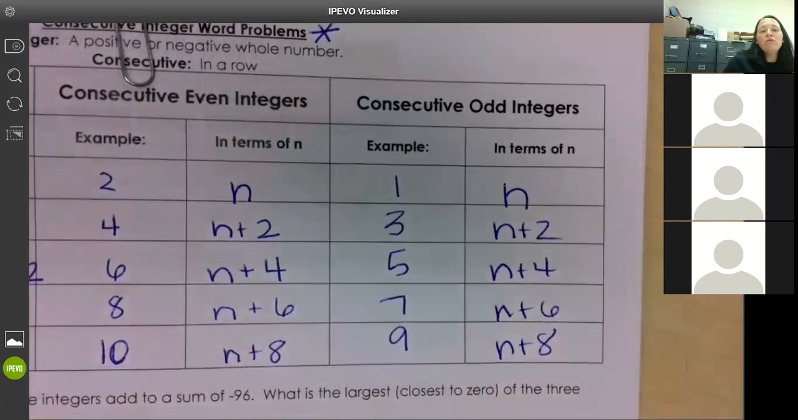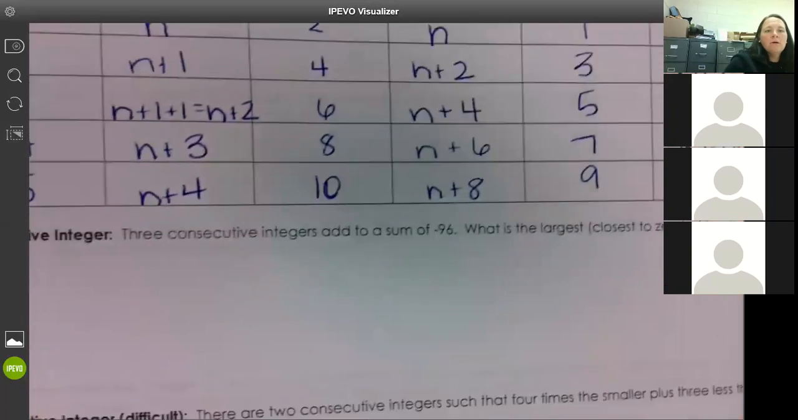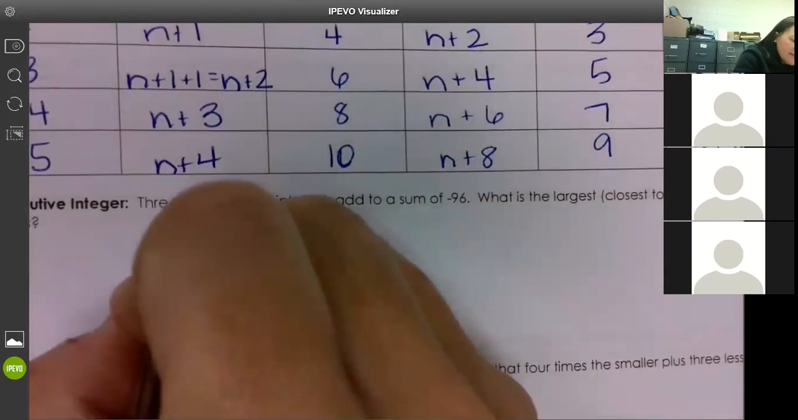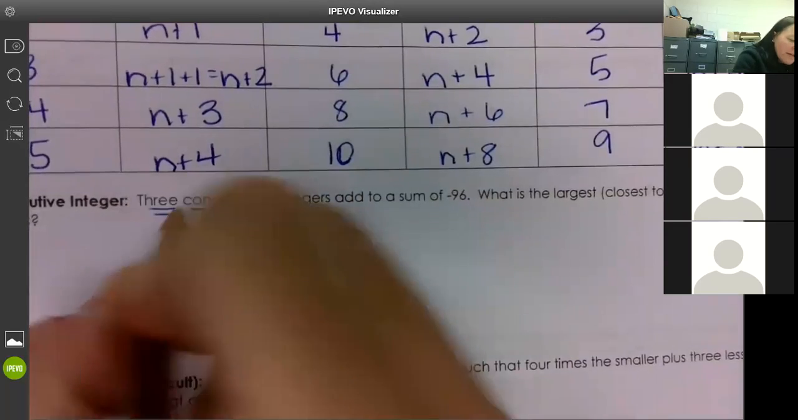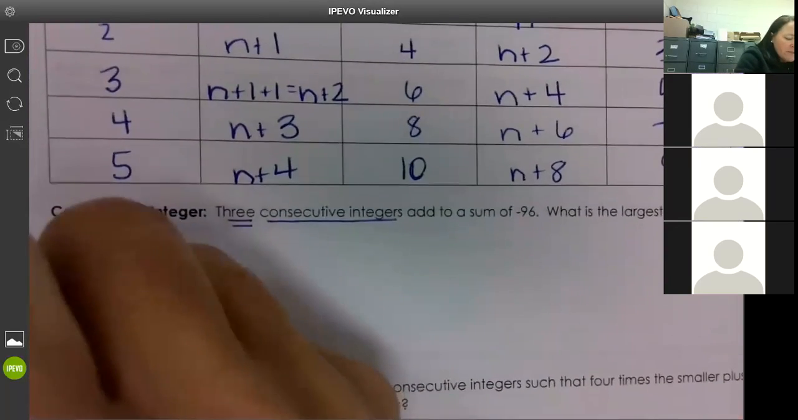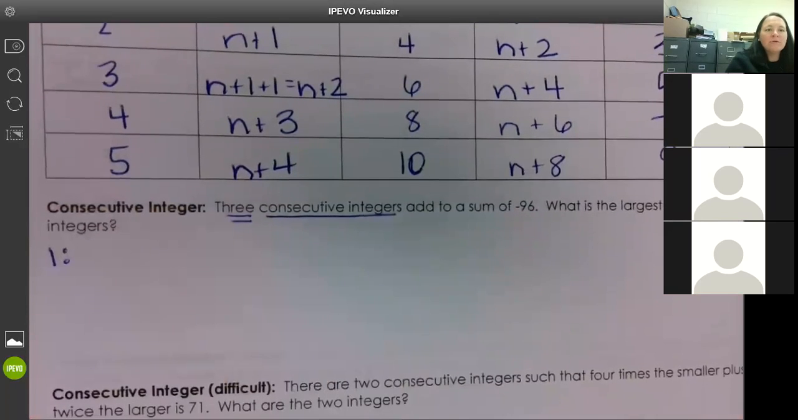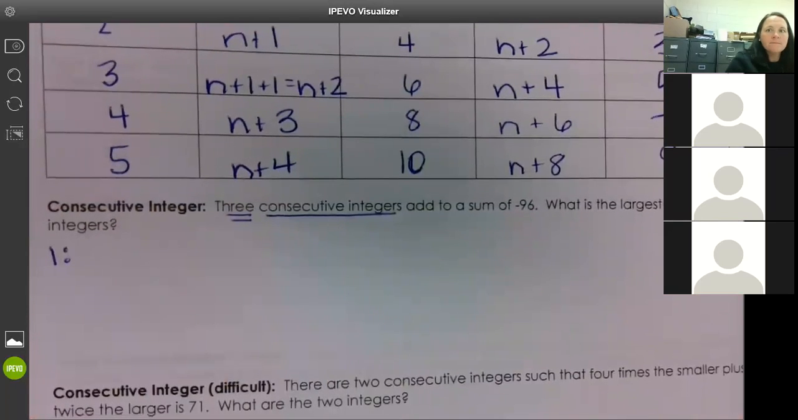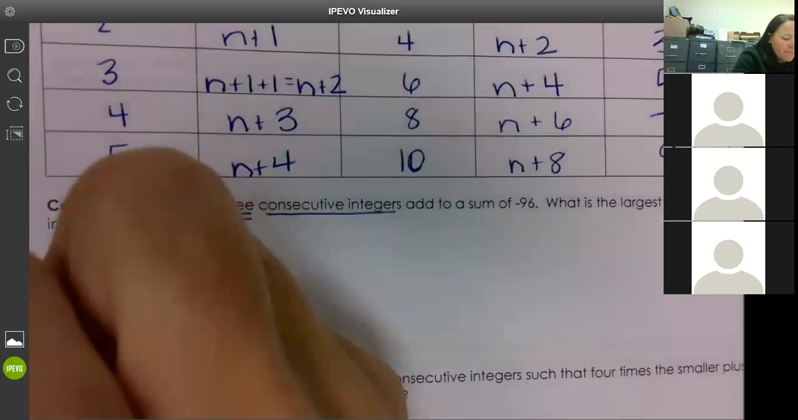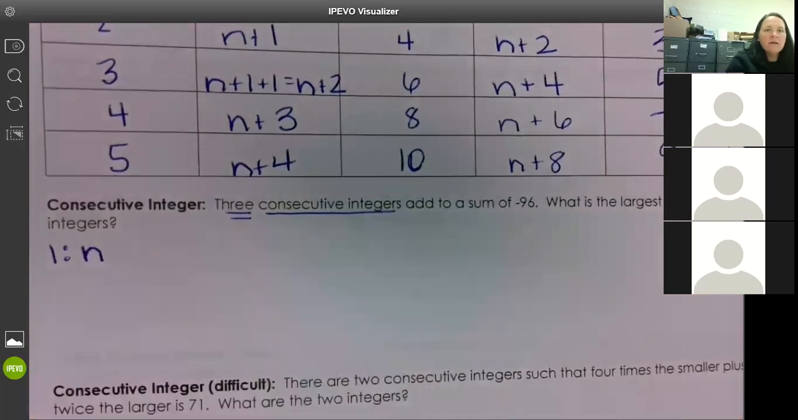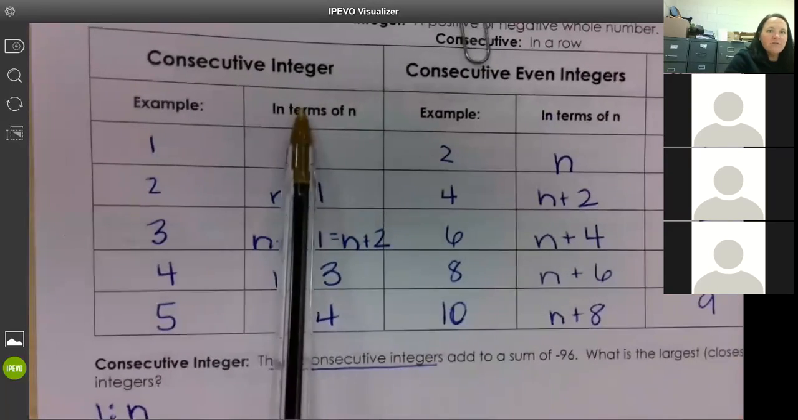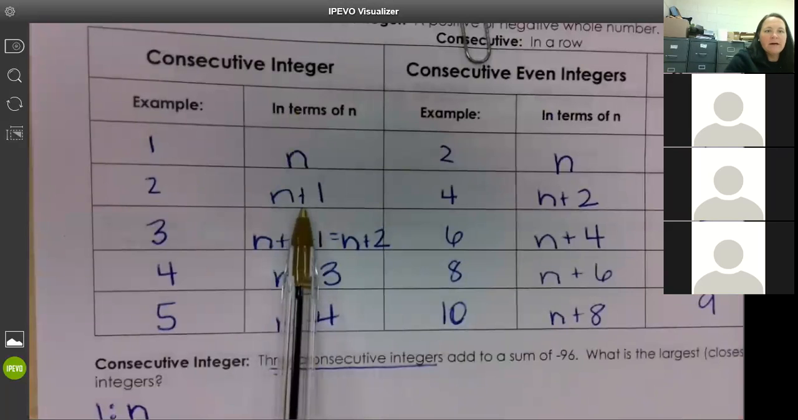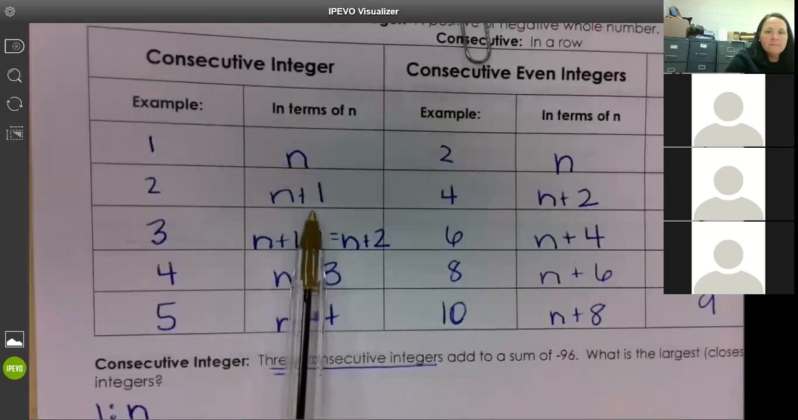All right. So when you do this work, you have to read. This one just says 3 consecutive integers. So I'm going to start with the first one. What is the first one always represented by? N. And you can use X, it doesn't matter. If it's the consecutive integers, that's this first column. What's the second one going to be represented by? The first one is N. What is the second one going to be? N plus 1.